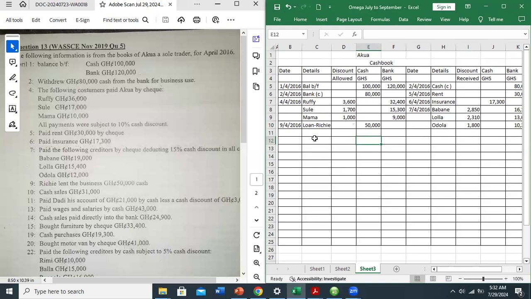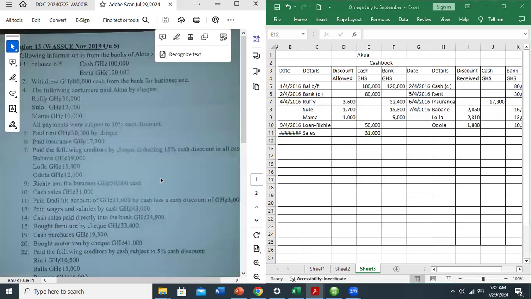The next transaction was a cash sale. So we are selling to receive money. So we are going to debit our cash book with sales under cash. That is 31,000.